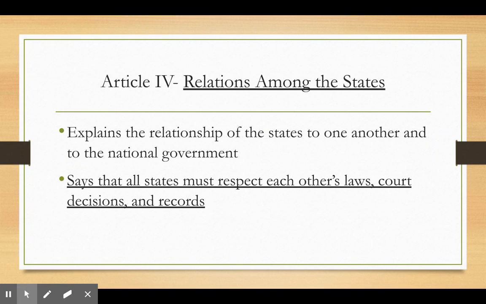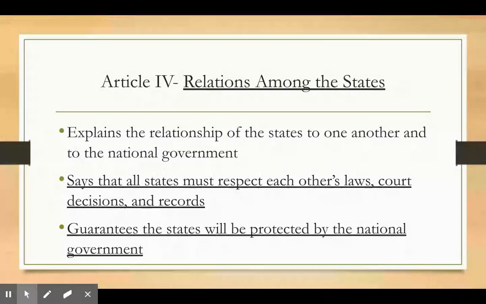Okay. So if you are legally married in one state and you move to another state, that state has to recognize your legal marriage because you have to respect other states' laws. That's just an example of how that would potentially work. Okay. And then there is a guarantee in this chapter that all states will be protected by the national government. So it's basically a common defense guarantee. Hey, if one state gets attacked, the national government's going to be there for you.